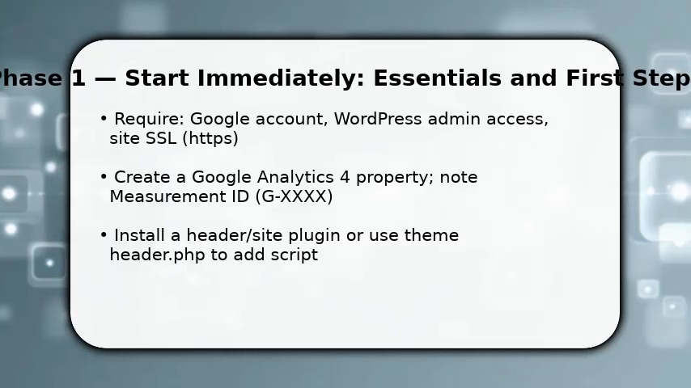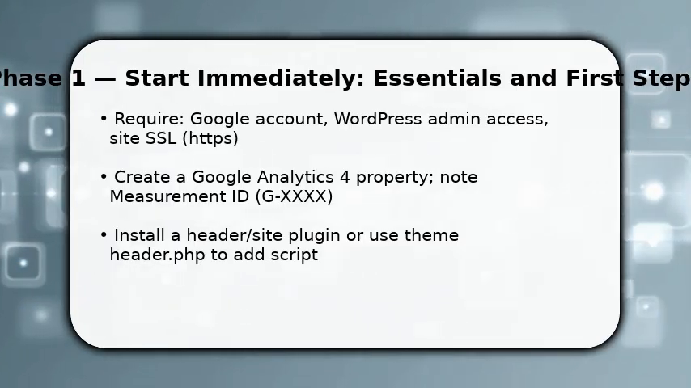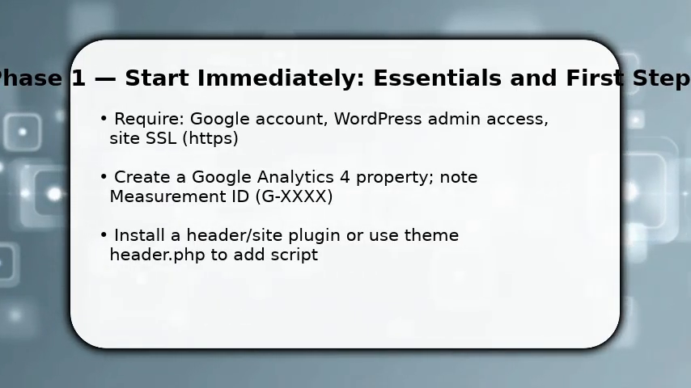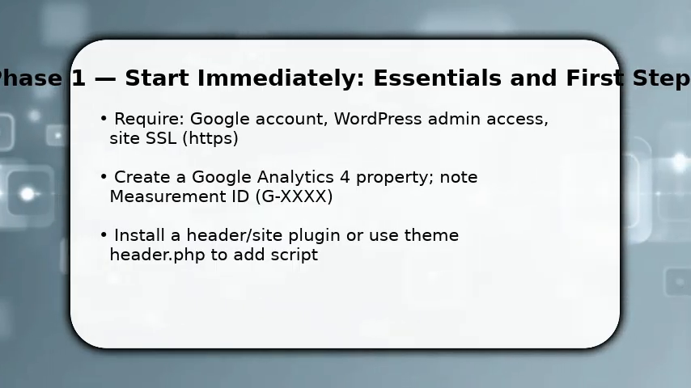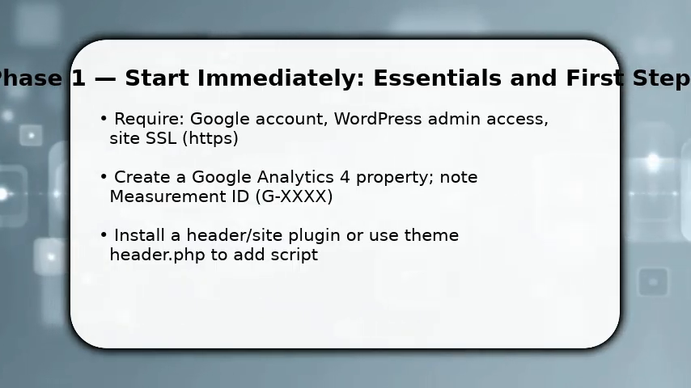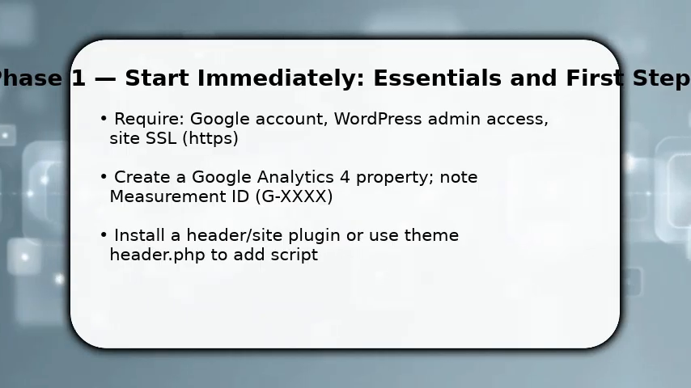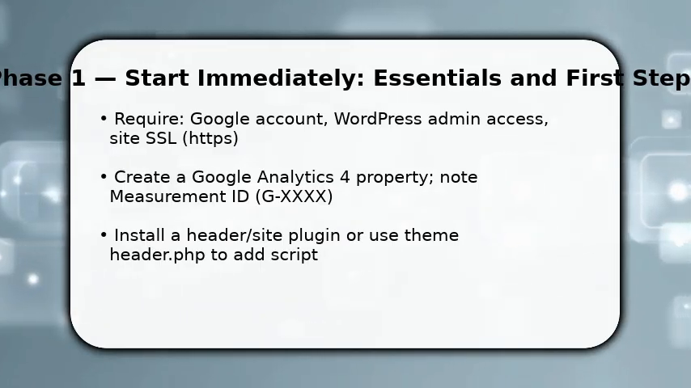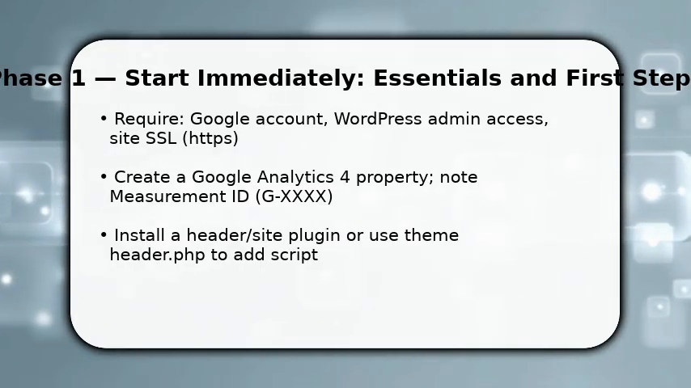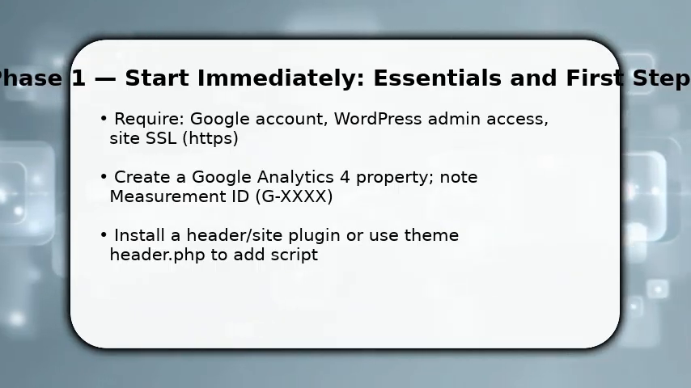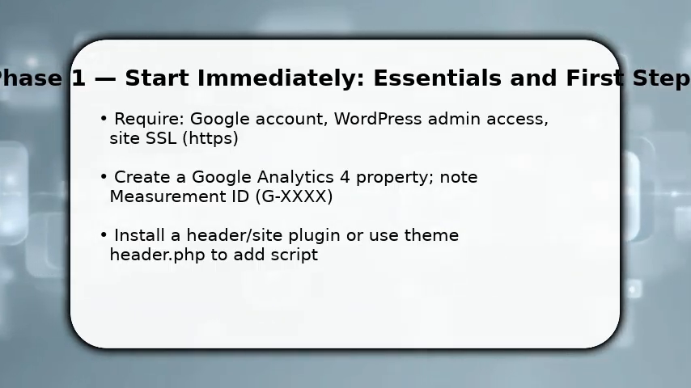You start now, confirm you have a Google account, WordPress admin rights, and SSL enabled so analytics works reliably. Next, create a Google Analytics 4 property and copy the measurement ID that looks like GXXXX. Once done, open WordPress and choose the one plugin or the theme header file method to inject the tag.